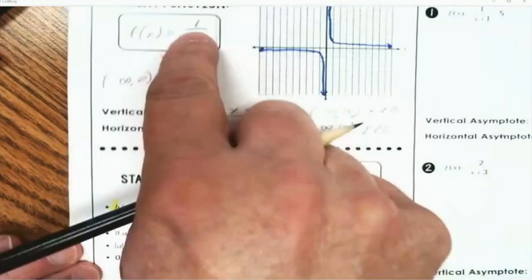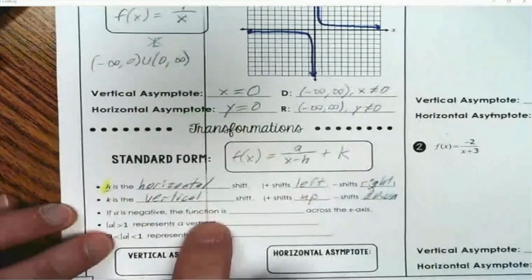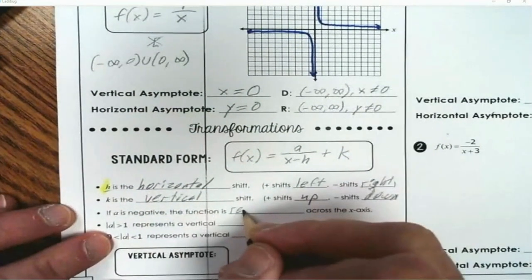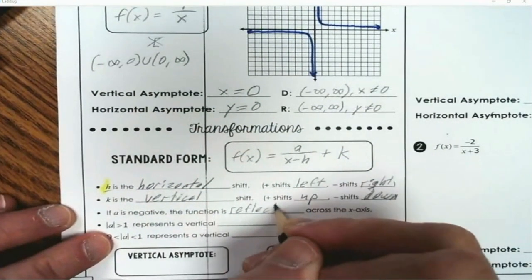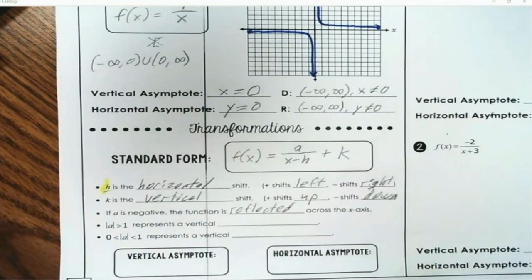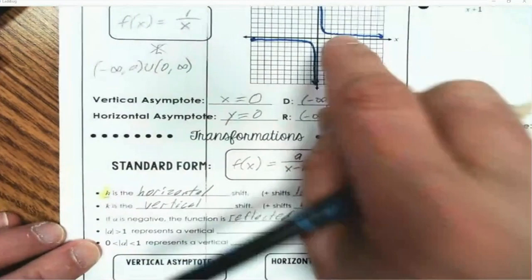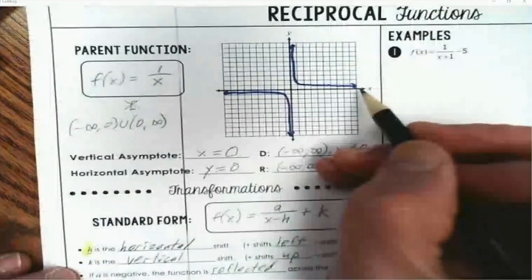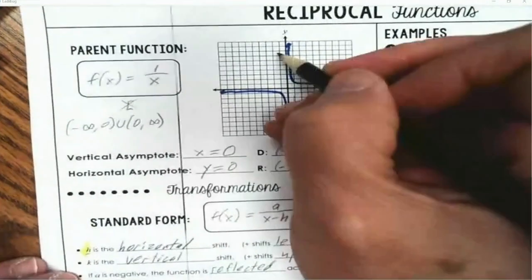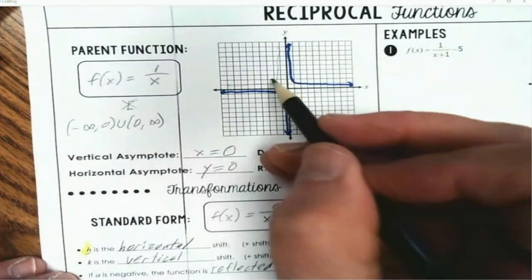So that a right there, if it's not 1 over, maybe it's a negative 1. It could be a negative 1. If a is negative, then the function is reflected across the x-axis. Technically, it's really reflected downwards. It's not necessarily over the x-axis, but for the parent function, it would be reflected over the x-axis to where it would be over here and up here. That would be the negative 1. Okay.